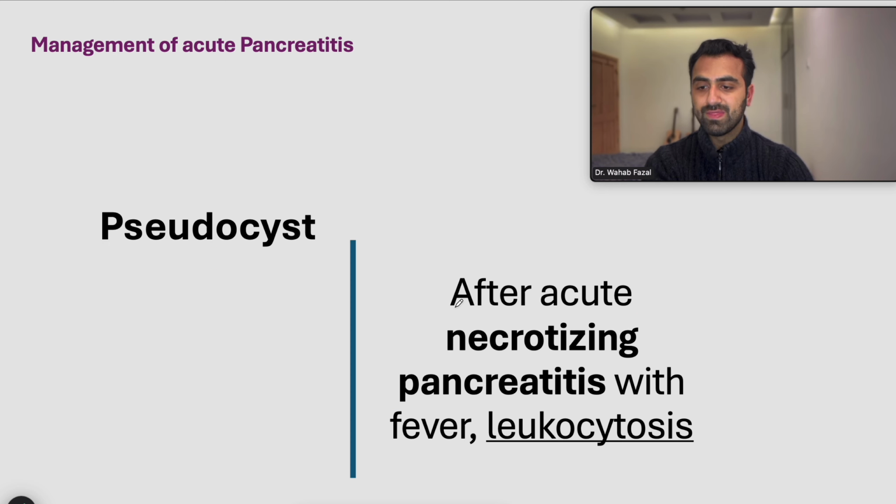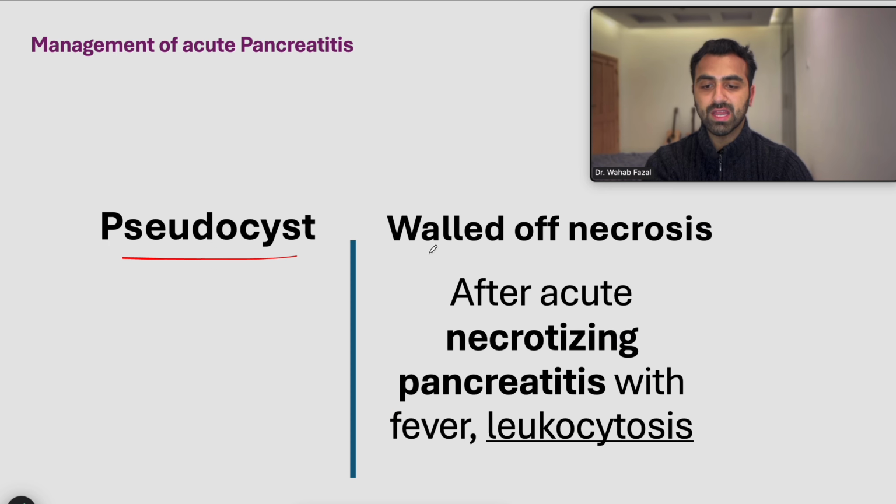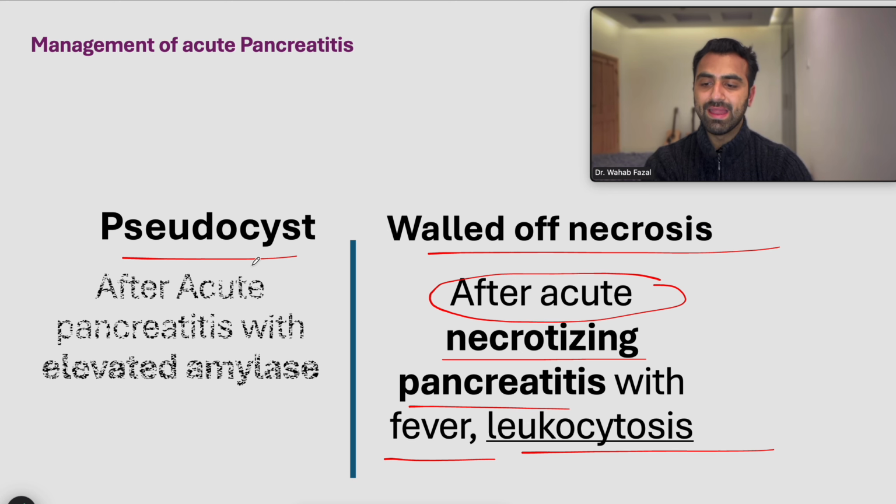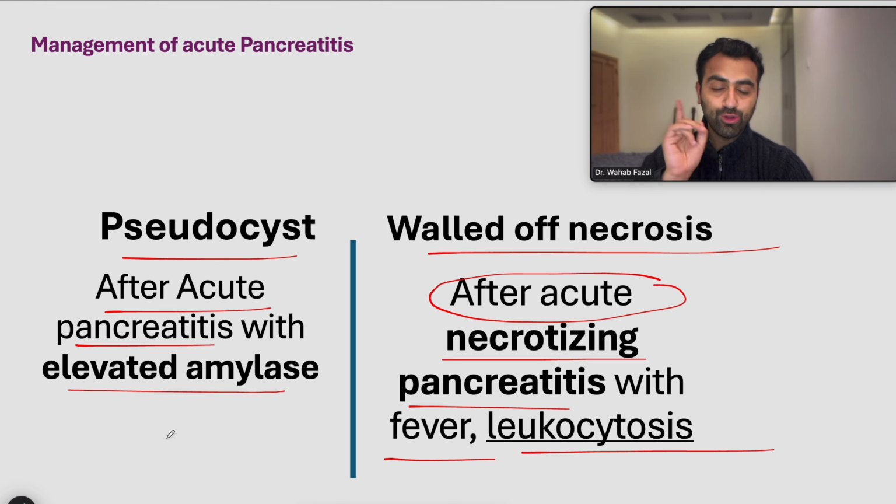Then the difference between pseudocyst and walled-off necrosis. Walled-off necrosis happens after acute necrotizing pancreatitis with fevers and leukocytosis, and pseudocyst happens in patients after acute pancreatitis with elevated amylase. I talked about all of those differences and showed you a CT as well.